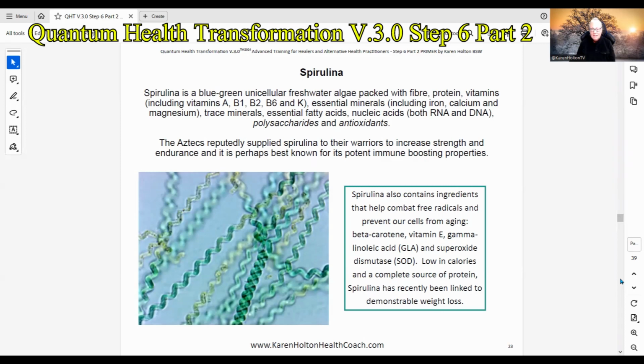Spirulina also contains ingredients that help combat free radicals and prevent our cells from aging. Beta-carotene, vitamin E, gamma-linoleic acid, or GLA, and superoxide dismutase, or SOD. It's low in calories and a complete source of protein. Spirulina has recently been linked to demonstrable weight loss.